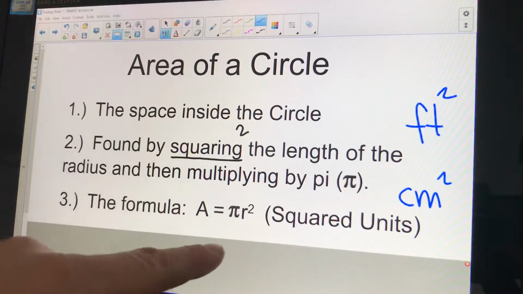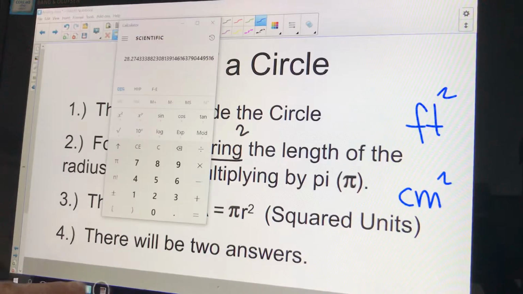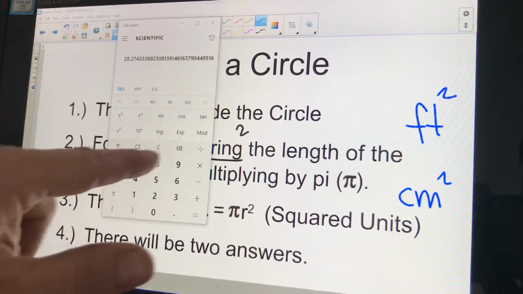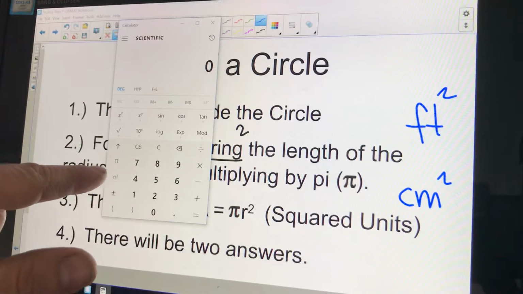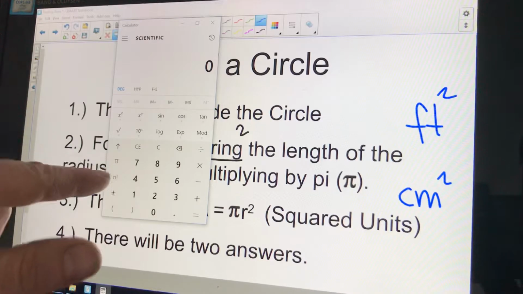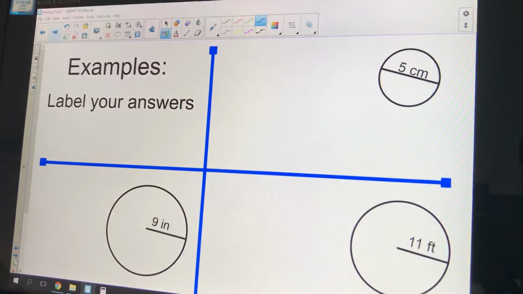And again, there's going to be two answers. We're going to have one where it has pi in it, and then we're going to have one where we actually use our calculator, that pi button that's over here on the side. If you're using the one on your computer, and the pi button's right there, use that one. That's going to be one of the two types of answers. Okay, so let's get into it. We've got to label our answers. Let's look at some of these examples.